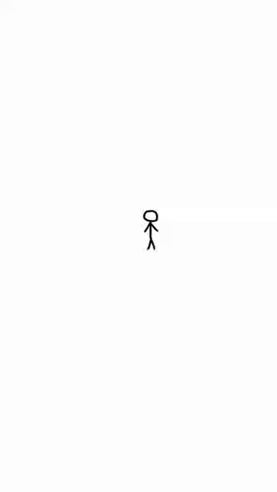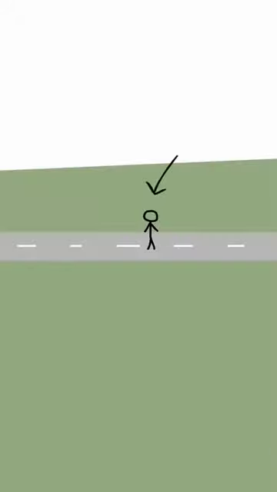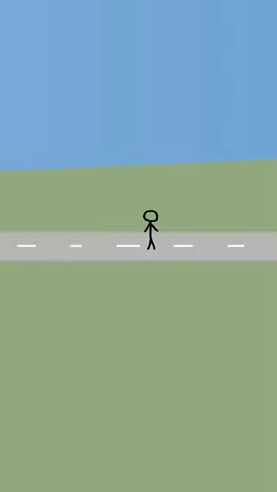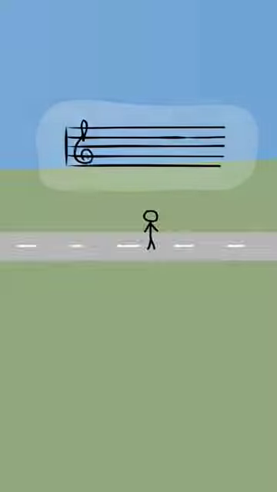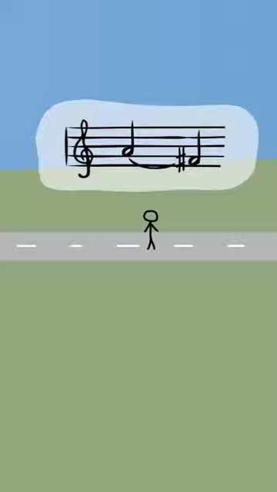So let's say you are standing in the middle of a road. That's you, and a car drives past you very fast. As it does so, it honks its horn, because you're standing in the middle of the road. The horn to you might sound something like this. So it starts at a high pitch and moves to a lower pitch, even though from the driver's perspective the horn is playing the same pitch the entire time.